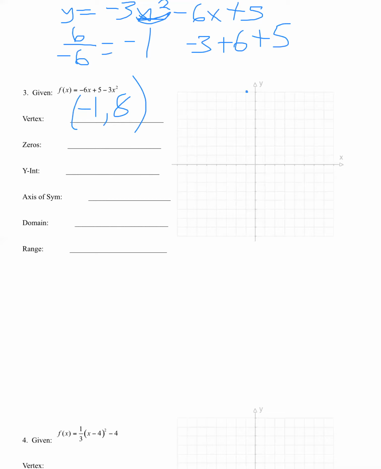I know my axis of symmetry is going to be x equals -1. Domain all reals like always. And then the range, let's see. This one's going to be down like a frown, right? My graph will be looking something like that. So I know I'm going to do y is less than or equal to 8. All right. So now we're going to try and find those zeros.